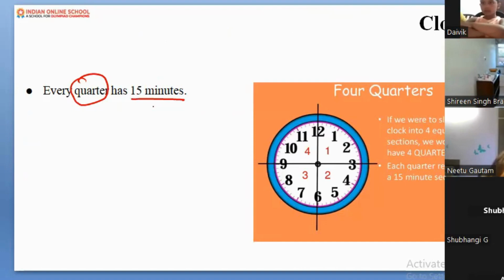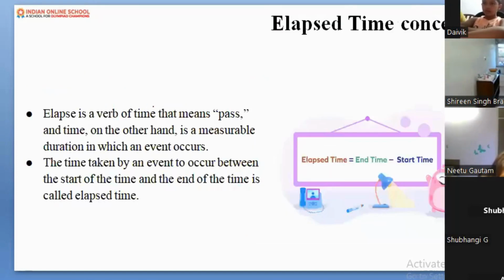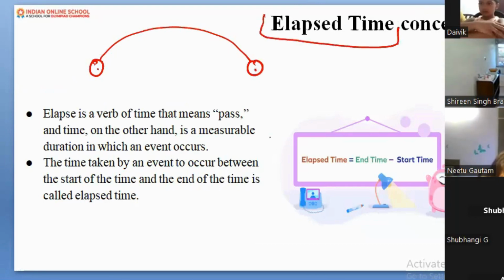Now, if the question is asking about elapsed time, like I have to do some work right now and finish it after 1 hour, 30 minutes, so what will the time be? How are we going to solve those types of questions? When we are jumping from one time to another time slot, we are elapsing the time. That is known as the elapsed time concept. The time taken by an event to occur between the starting of the time and the ending of the time is known as elapsed time.